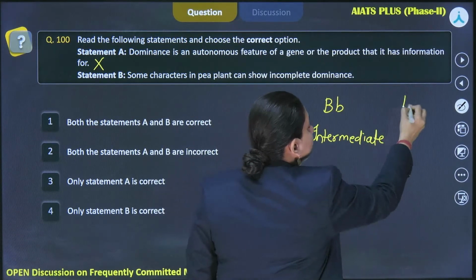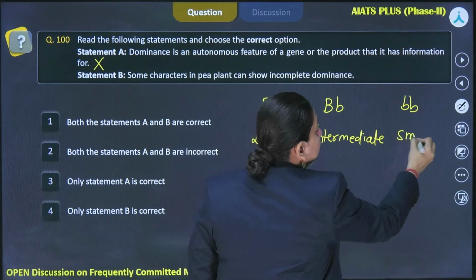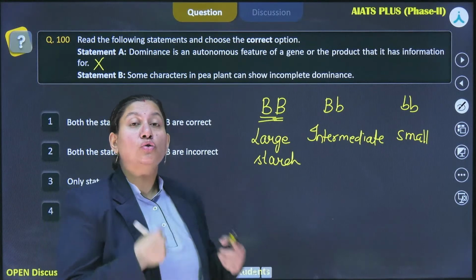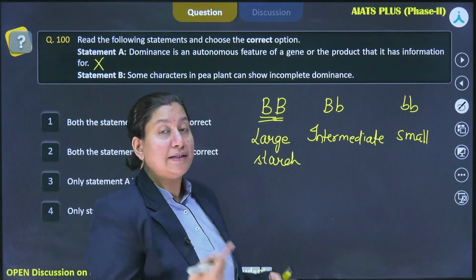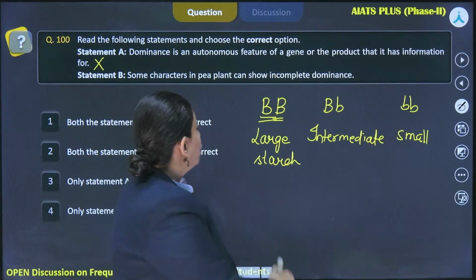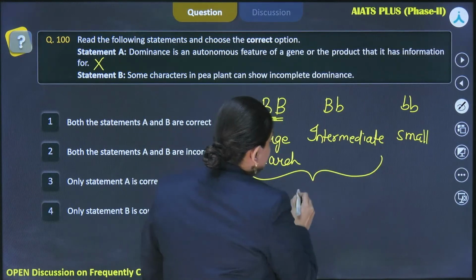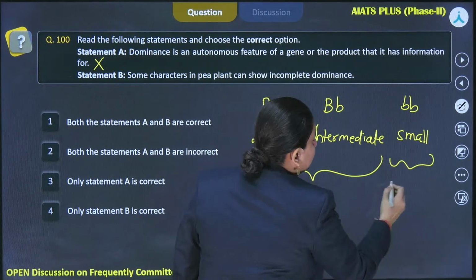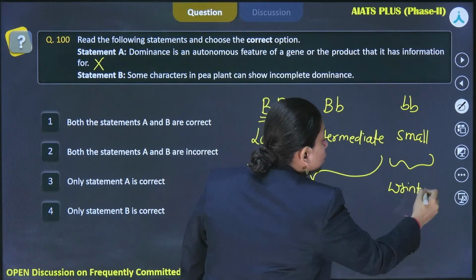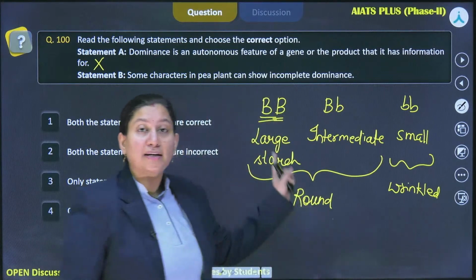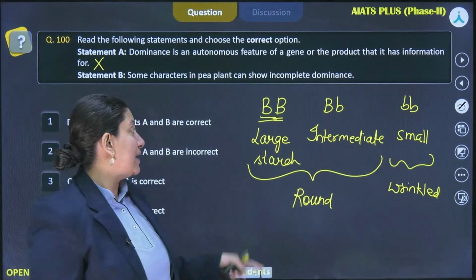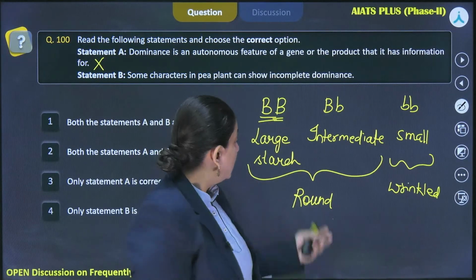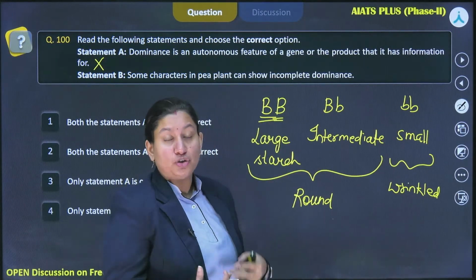And if it has small b, then it will be a small starch grain, right? But this gene also controls another effect, that is the seed shape. In these two cases, it is going to show round seed shape, and in this case, it is going to show wrinkled. So what we are seeing here is that for one character, the starch grain size, this particular gene is showing incomplete dominance, and in case of the seed shape, it is showing complete dominance.